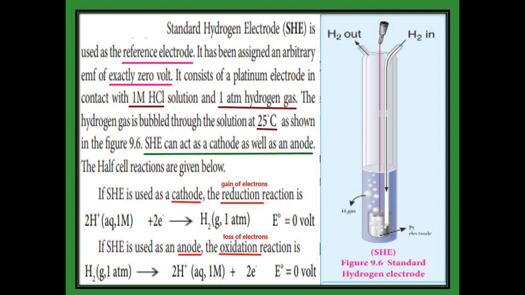Suppose the standard hydrogen electrode acts as an anode, then an oxidation reaction will take place. What is oxidation? Loss of electrons. So hydrogen H2 gives 2 H plus and then it loses 2 electrons.